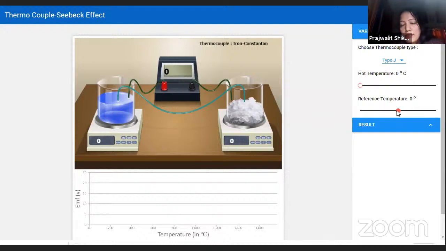Now you can change the reference temperature, and you can show that the direction of current reverses. So this shows that if the temperatures of the two junctions are reversed, then the direction of current also reverses. This fact can also be shown to the students. So all the aspects of this particular experiment can be covered in this VLab, and after doing it, they will definitely enjoy performing this in the real lab. So this is one part. Now I will be moving on to the next experiment.